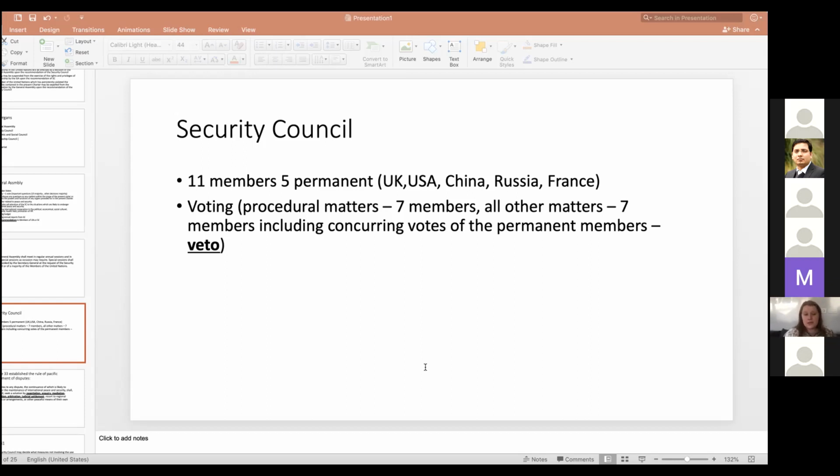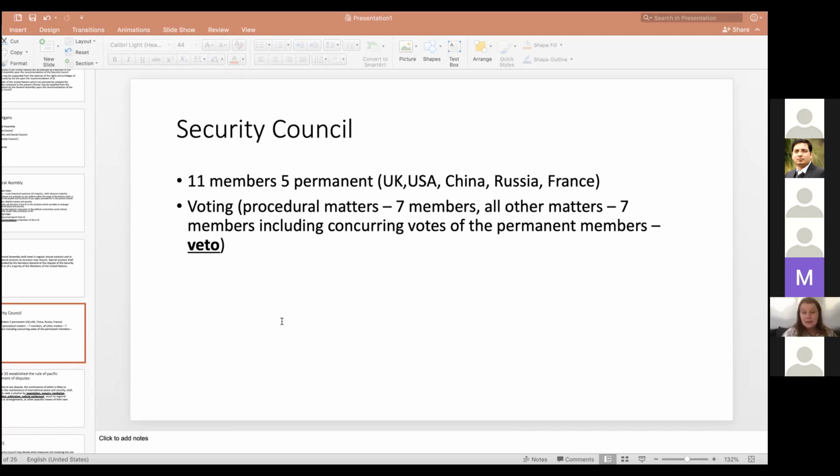Security Council's decisions. Article 25 states that the members of the United Nations agree to accept and carry out the decisions of the Security Council in accordance with the present Charter. The Security Council can also issue recommendations, which are not binding, but it's not the same case with the Security Council as with the General Assembly. Security Council decisions are binding, and this is also very important.